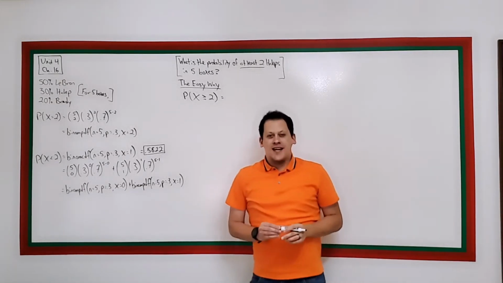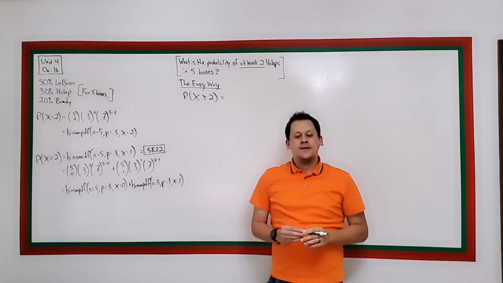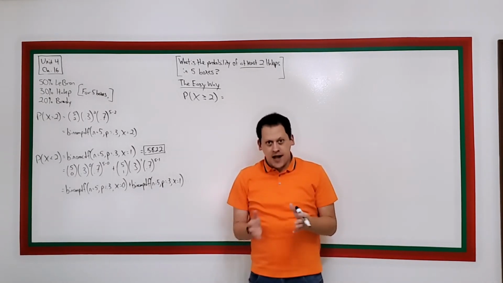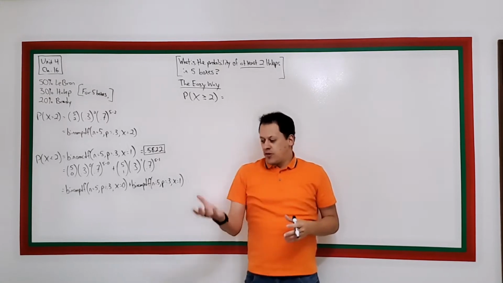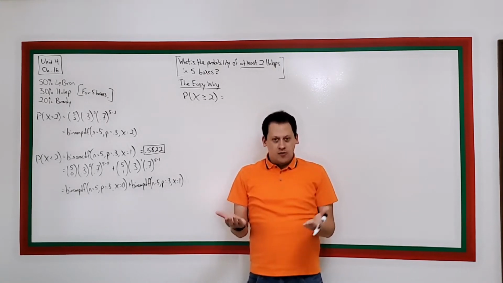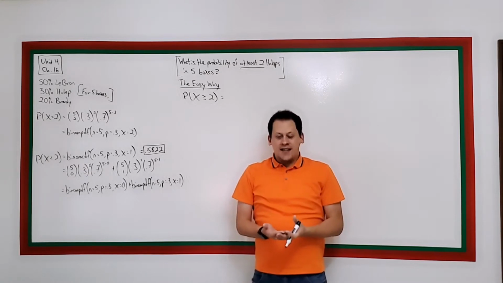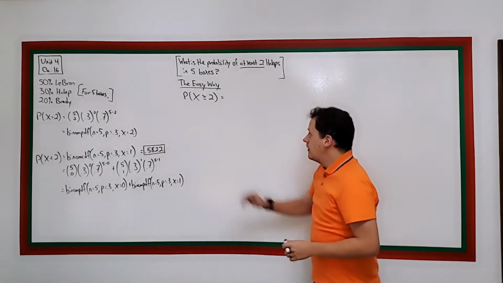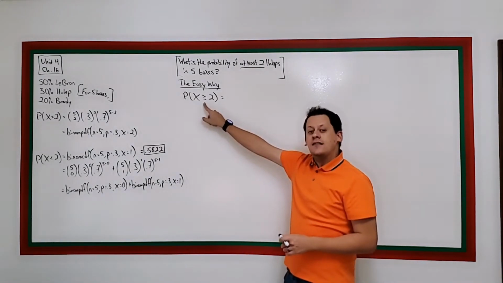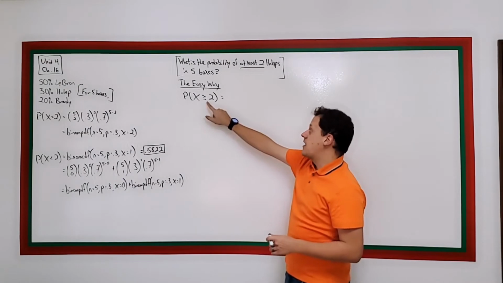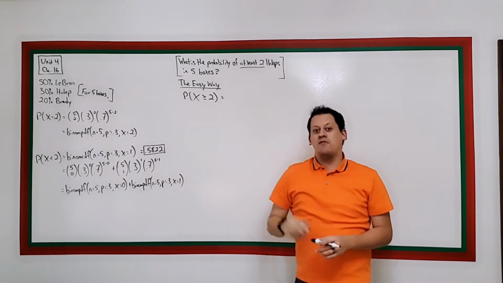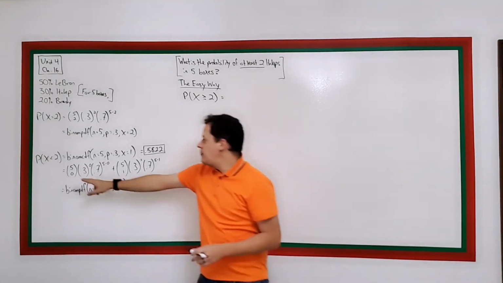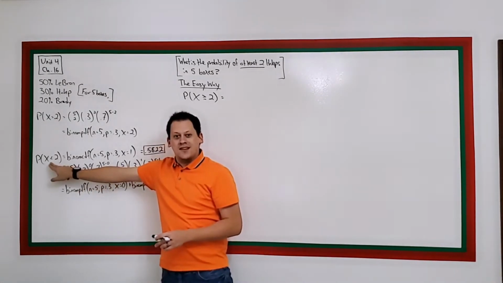Remember when we talked about events and their complements? If we have an event A, then A complement is everything that's not A. And if you take the probability of A and the probability of A complement and add them together, they have to add to 1. This could come in handy here. Because the probability we need, the probability that the number of hallops is greater than or equal to 2, is the complement of something we've already calculated. It's the complement of this, right?